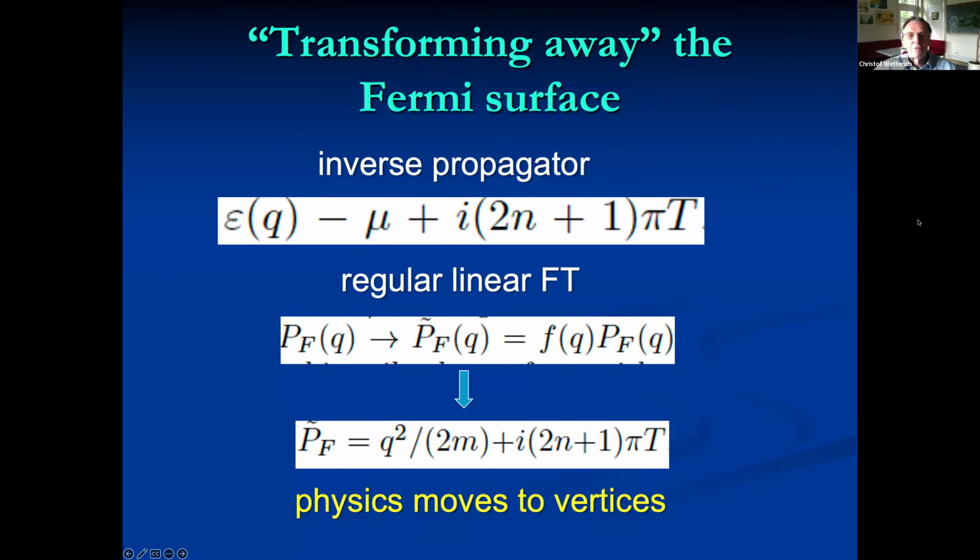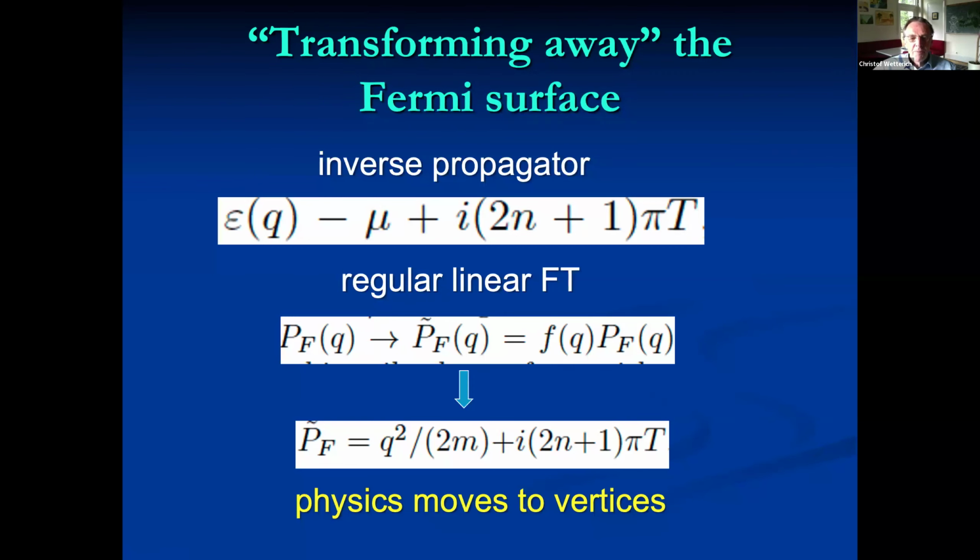So if you have electrons in a solid, they have a typical inverse propagator, which depends on a function of momentum, epsilon of q. That's where the information in the Fermi surface is stored in, the chemical potential and the temperature with the corresponding Matsubara frequencies.